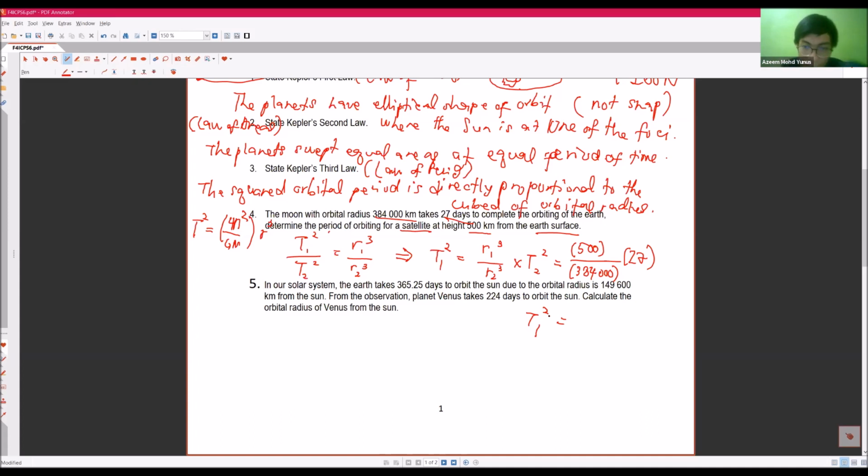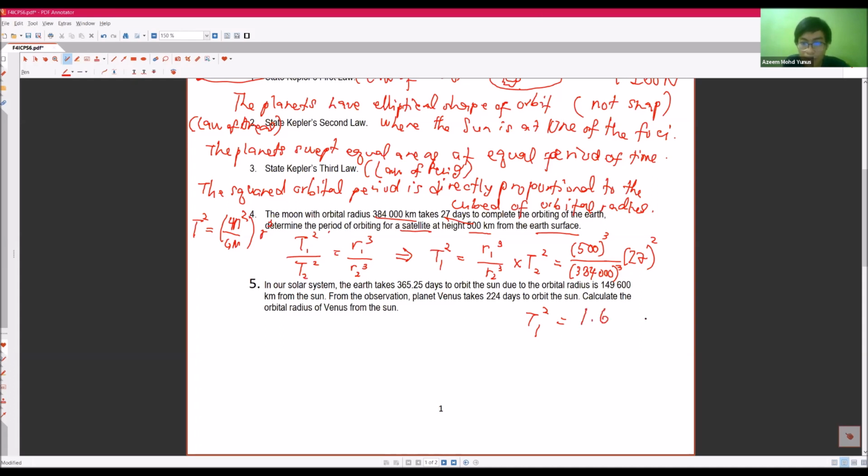Oh, I forgot that we have to cube the 500 and the 4,000. So don't forget about that. We have to cube the number. It's going to be ridiculously large, but that's okay. And then this 27 here needs to be squared. Okay, so we will get a number like this.